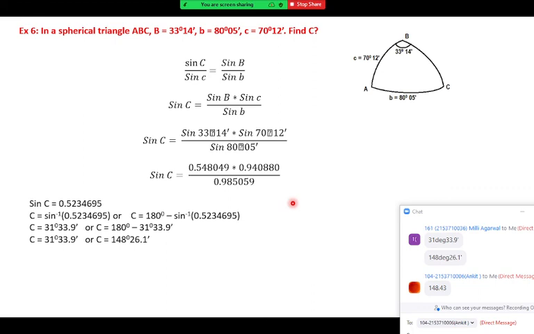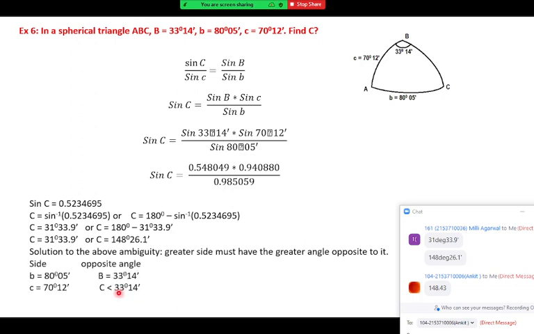31 degree. Sir, 31 degrees, sir. Again 31 degree. The reason is here, this is a 33 degree angle, and for the 33 degree angle we have an 80 degree side. So this side is obviously less than this side. So this angle, capital C, should be less than capital B, and that is 31 degree there. And this way we get the answer. So capital C is less than capital B, and 31 degree 33.9 minute is the answer there. That is the end of the question then.